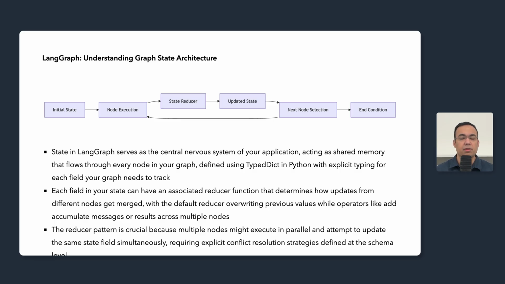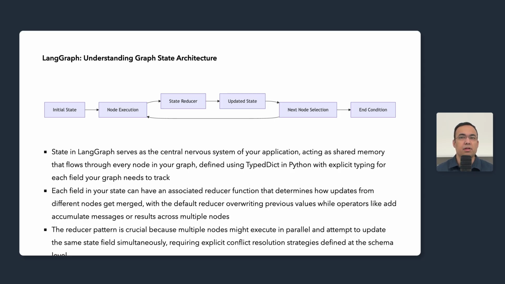This reducer pattern becomes crucial when you have multiple nodes executing in parallel and they both try to update the same state at the same time. Without proper reducers, you have race conditions and unpredictable behavior. With reducers, you have explicit conflict resolution strategies defined right there in your schema, so the behavior is deterministic and predictable. When you're designing your state schema, you want to think carefully about what information needs to persist across the entire graph execution versus what's only needed temporarily within a single node.